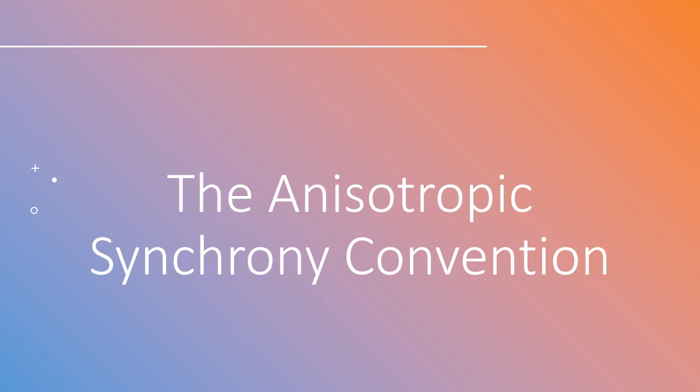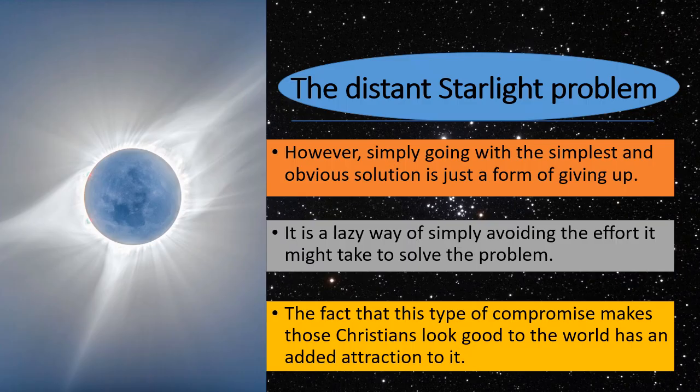The distant starlight problem is the most difficult problem faced by creation scientists. The problem is, how can we see distant starlight in a universe that is billions of light years across but only 6,000 years old? The simplest and most obvious solution would be to throw out the biblical date, as some Christians have. However, simply going with the simplest and obvious solution is just a form of giving up.